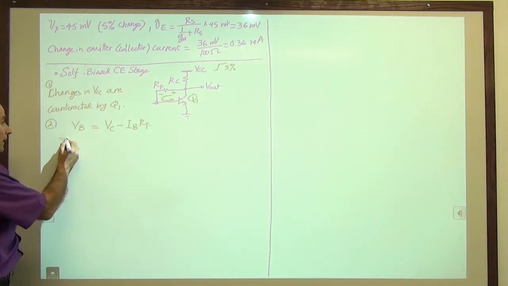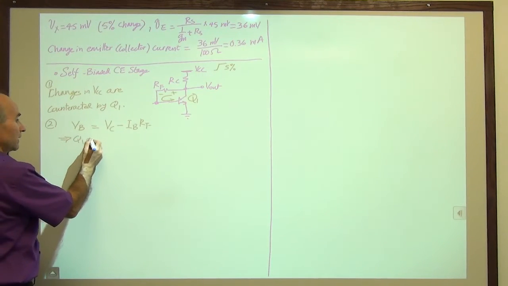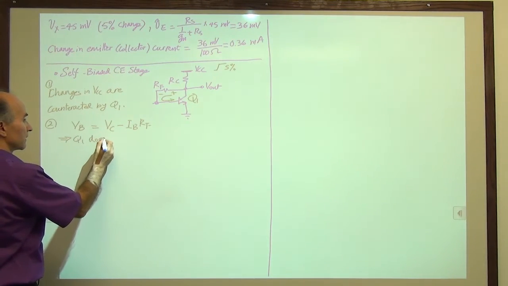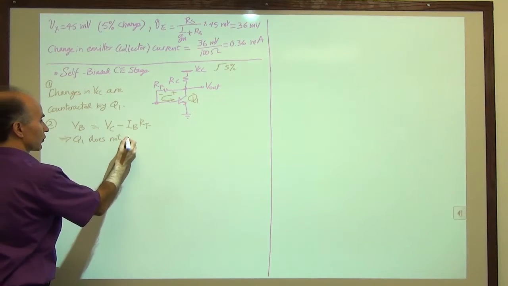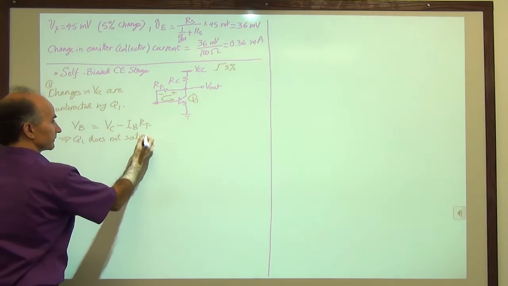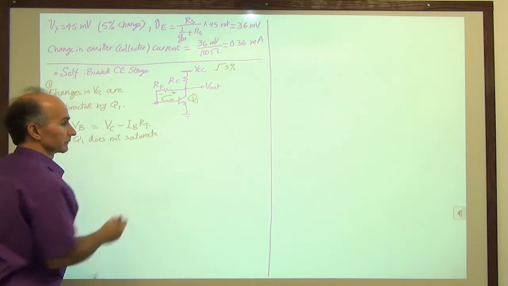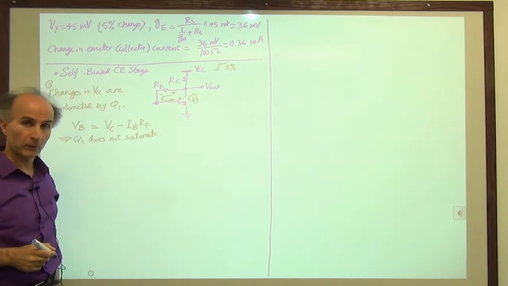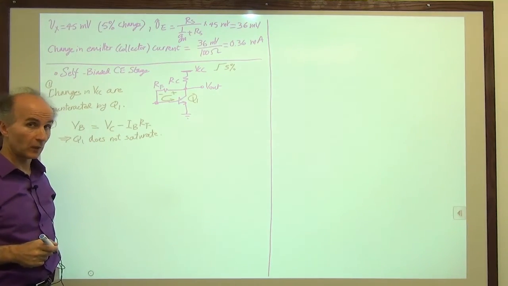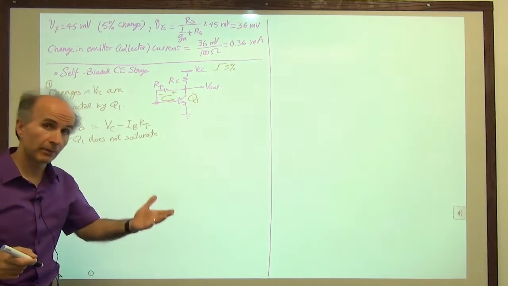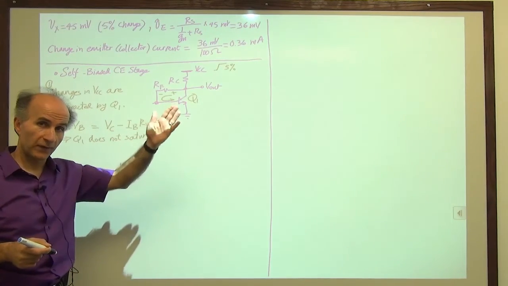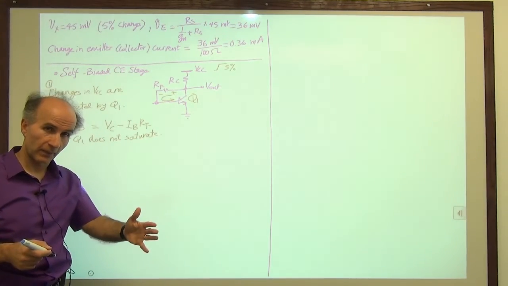Why is that good? It's good because it guarantees that this device does not go into saturation. For saturation to happen, the collector voltage should dip below the base, but this doesn't allow it. So we say Q1 does not saturate, right, because of this property. So that's also a useful property. We did not have this in the simple common emitter stage with resistive divider connected to the base, right?